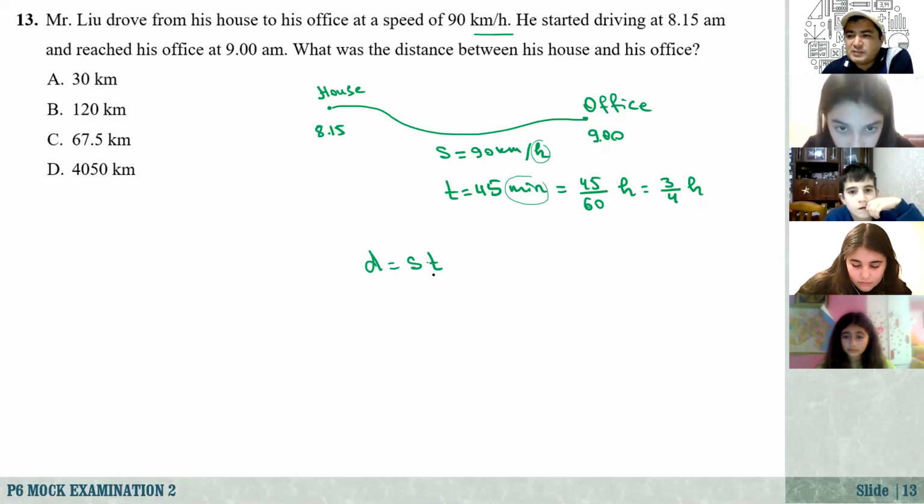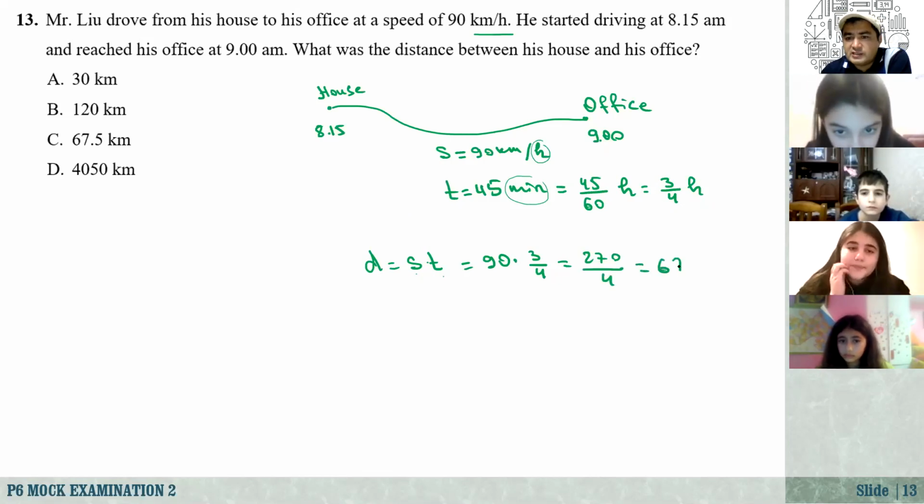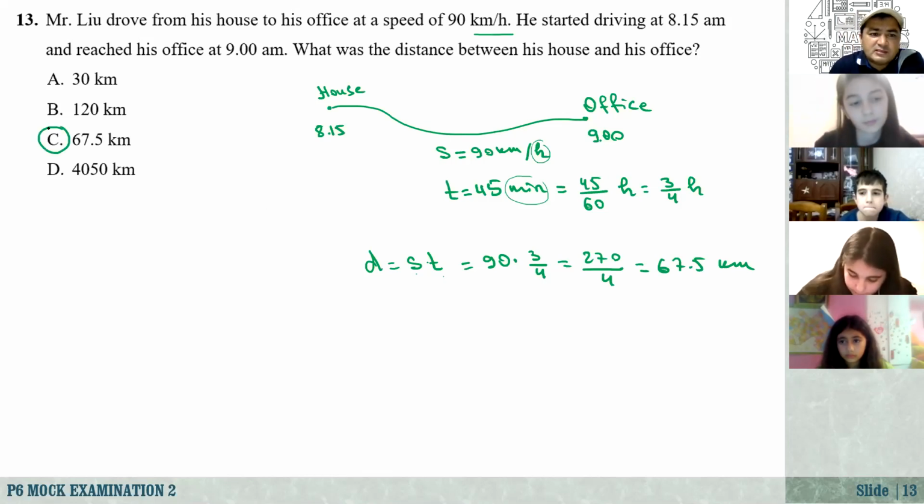So actually these units must be the same. This is kilometers per hour, so this must also be in hours. So now what is the speed? It is 90 times 3 over 4, which is equal to 270 over 4. That's equal to 67.5 kilometers. So the correct answer is C.